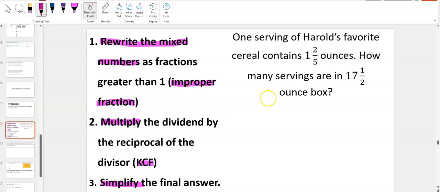That's it, guys. We are also pulling a lot of our questions from word problems as well as regular problems, because when you get mixed numbers, you usually are talking about some real life things like measurements, cooking, building something, and things like that. So our example today is Harold. 1 serving of Harold's favorite cereal contains 1 2/5 of an ounce. How many servings are in the 17.5 ounce box?